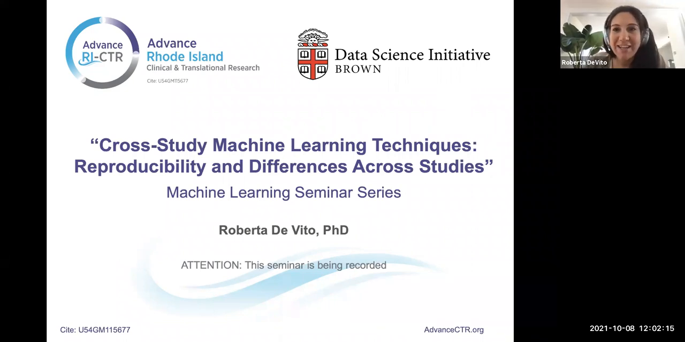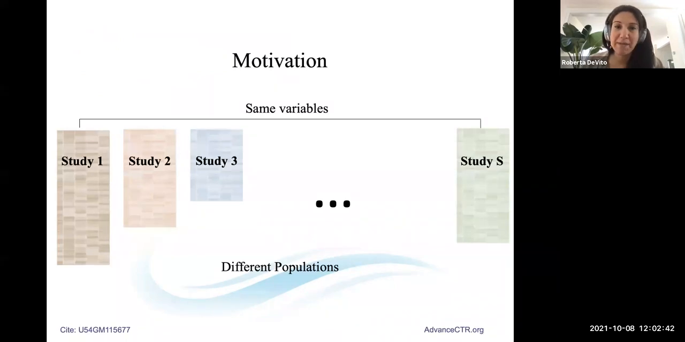So today I'm talking about a little adventure, I will call, that started during my PhD and is continuing right now during my faculty position at Brown, and it's regarding multi-study and cross-study machine learning techniques. So let me give you, first of all, some motivation behind my approaches and models.